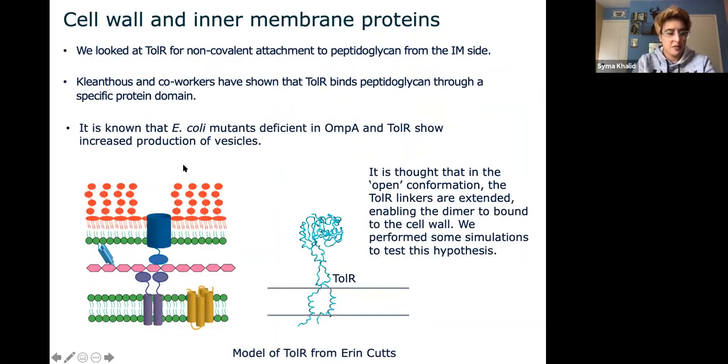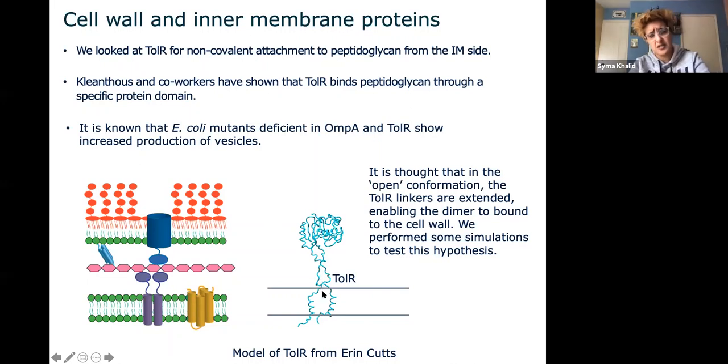So at the moment, we've looked at half of the sandwich. We've looked at the outer membrane and the cell wall. But what's still missing is the inner membrane and any proteins in that membrane. So just to complete the picture, we took a protein called TOL-R, which sits in the inner membrane and has been shown to bind to the cell wall.